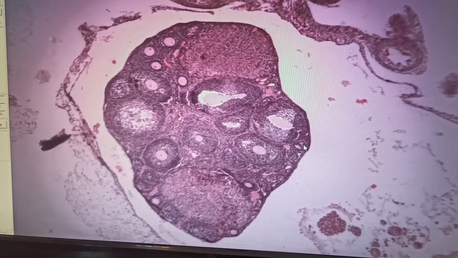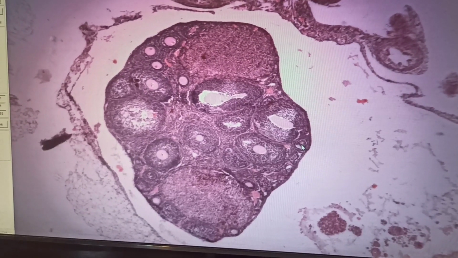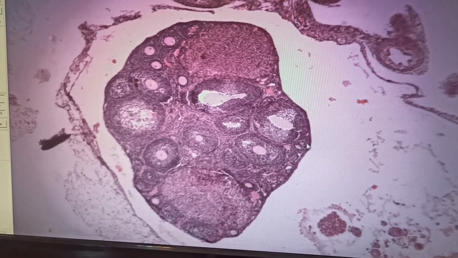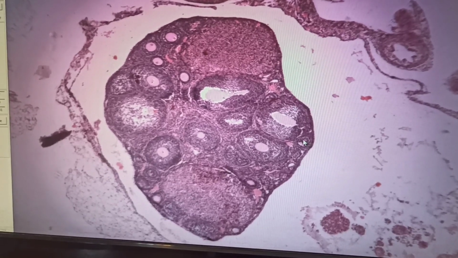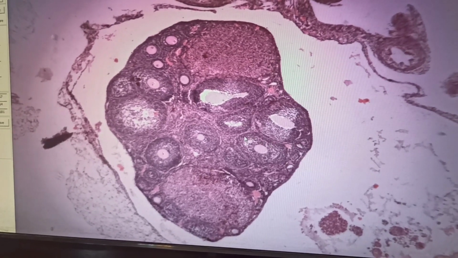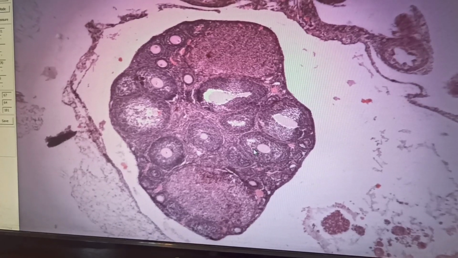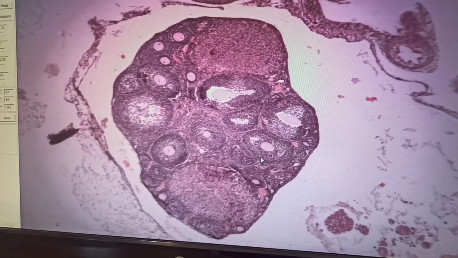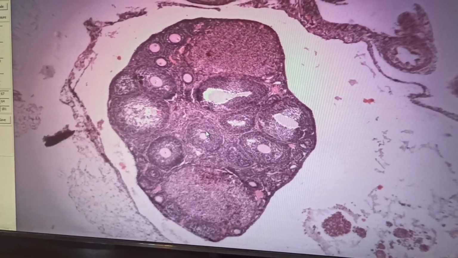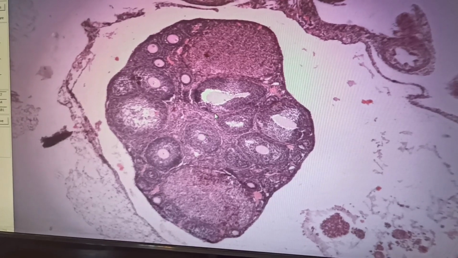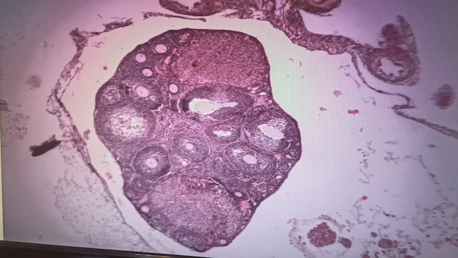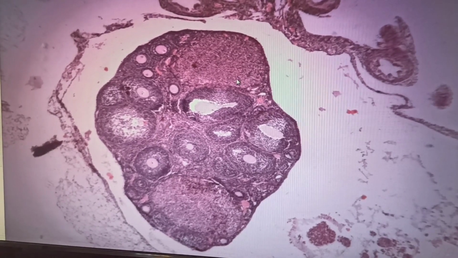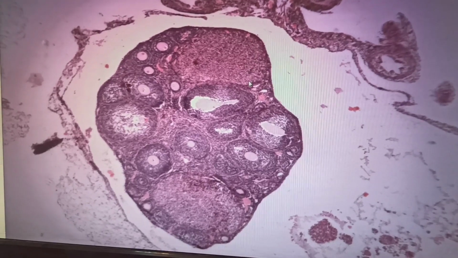When they start to grow, especially the primordial and primary follicles, they are located near the surface. With growing, they start to move to the deep part of the ovary. So we can say this part is the medulla of the ovary and this part is the cortex. We don't have a distinct border between these two sections. Also there are two other structures, this one and this one. These are the corpus luteum, part of the corpus luteum.